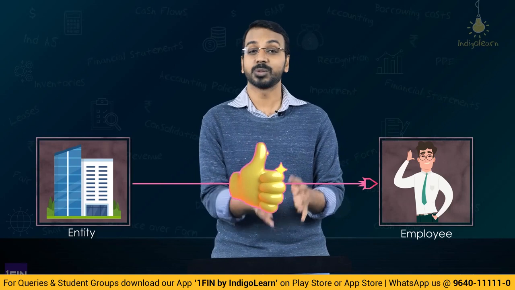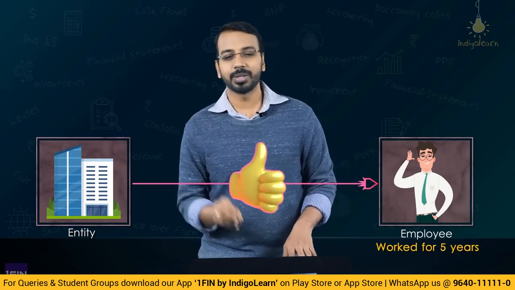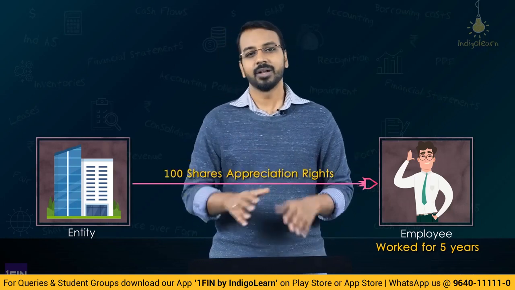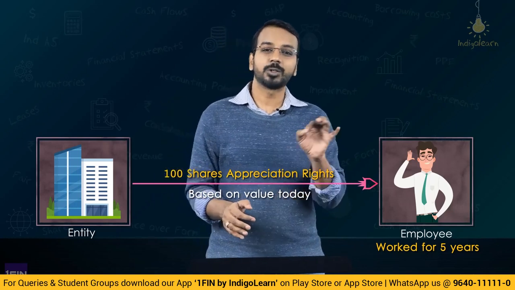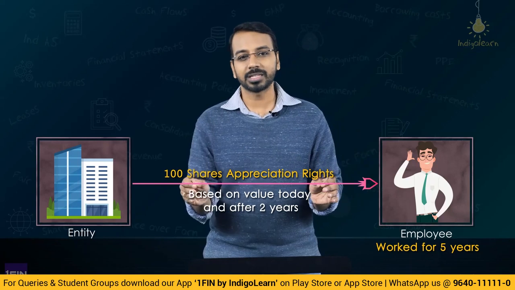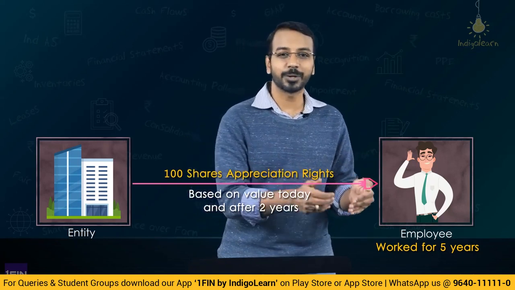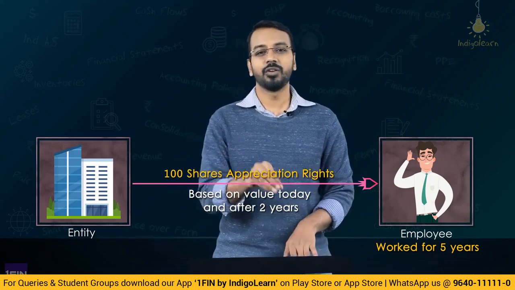Now consider one example. Say we have an employer and an employee. The employer is happy with the employee, who has worked hard for 5 years, and tells the employee, because you have worked in the company for 5 years, we are happy with you and we are giving you 100 share appreciation rights. We will consider the value today, say for example 1000, and whatever is the value after 2 years, the difference between today's value and the value after 2 years will be paid to you, and we are giving 100 share appreciation rights. Now here, is there any vesting condition yet to be fulfilled by the employee?